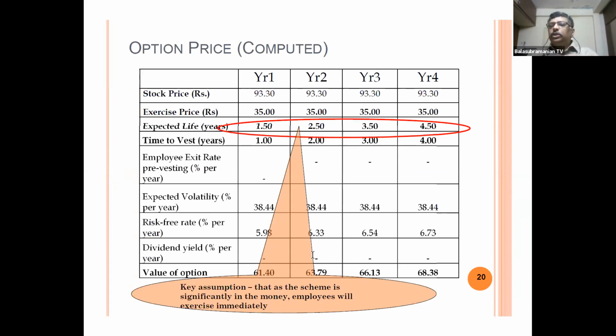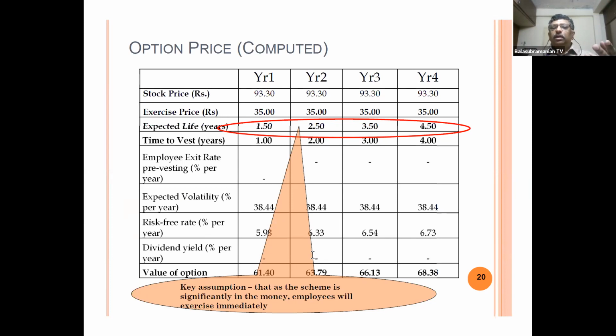So now this is what was computed. Now the key thing which I wanted to point out here is, like you said, the stock price is the same, the exercise price is the same, no problem between the 4 models. Expected life: because the vesting is happening after 1 year, 2 years, 3 years, 4 years, minimum that much time will have to elapse. Here I have presumed that it will be exercised within half a year of the vesting.